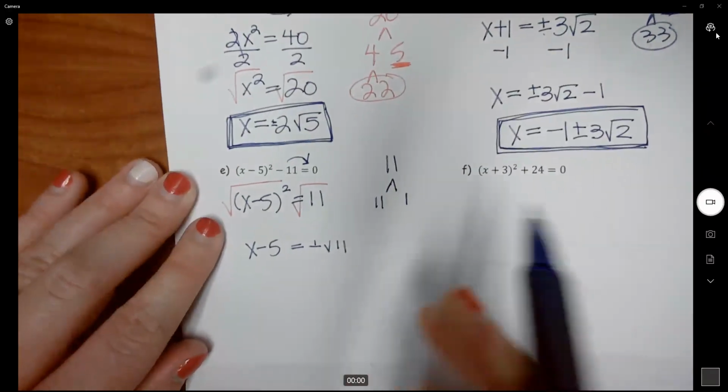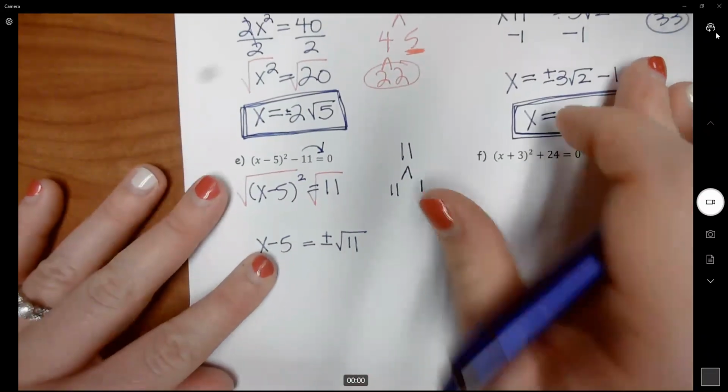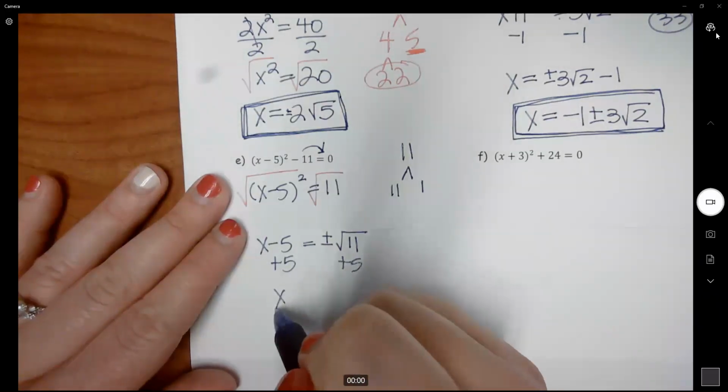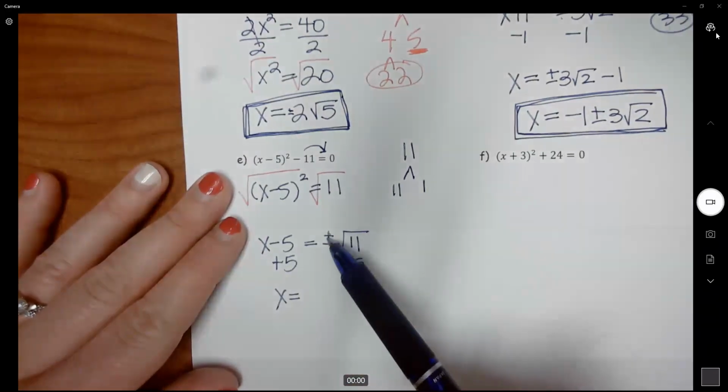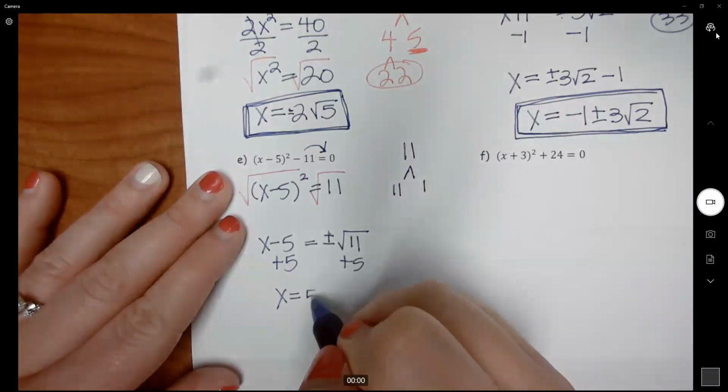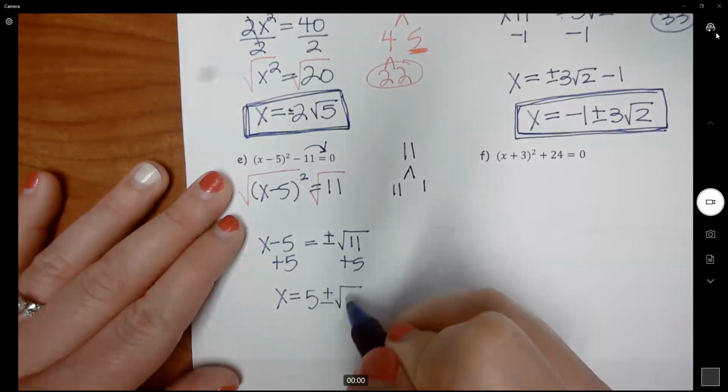And then let's get x by itself, and we'll do it by adding our 5 over. And so we get x equals, you can do plus or minus the square root of 11 plus 5, but I'm going to go 5 plus or minus the square root of 11.